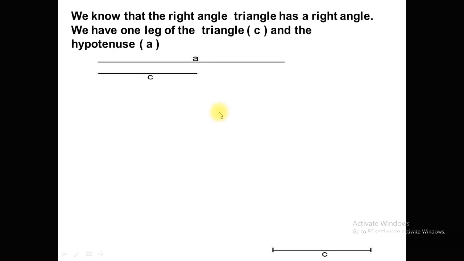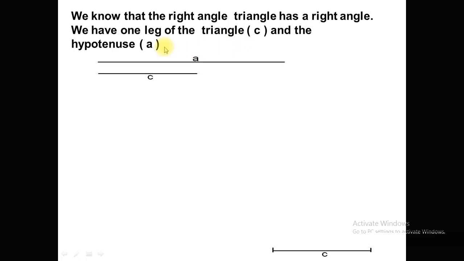Now we know that the right angle triangle has a right angle. We have one leg of the triangle and the hypotenuse. For the construction, we have these three items known. One angle is 90, this is known. The length of the hypotenuse is known. Suppose A is the length of the hypotenuse, and the length of the other leg, suppose C, is also known. Now in these two sides, one is the hypotenuse and the other is the other leg.